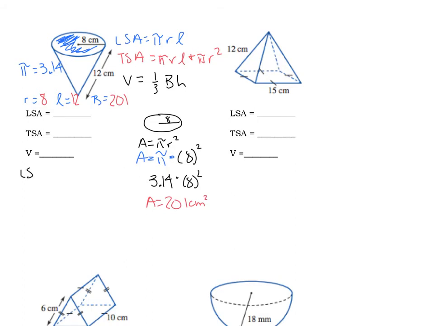So, starting off with the lateral, the formula is pi times r times the slant height. So when I plug this in, we got 3.14, which we're using for pi, times the radius, which is 8, times the slant height, which is 12. So 3.14 times 8 times 12 gives me a grand total for the lateral surface area to be 301.4 centimeters squared.